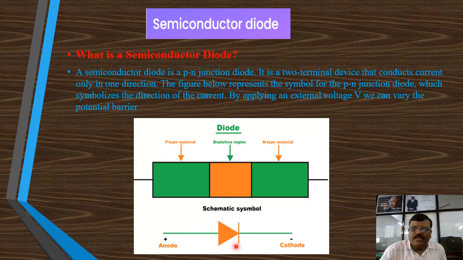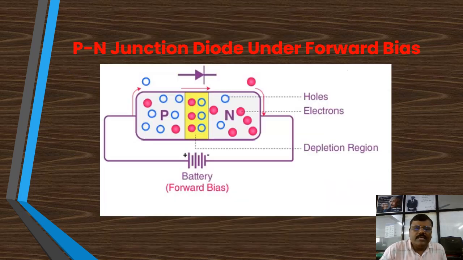And this is the schematic symbol of the p-n junction diode. This first terminal is called the anode, and the second is called the cathode. By applying the external voltage V, we can vary the potential barrier. Now this figure shows the p-n junction diode under forward bias.